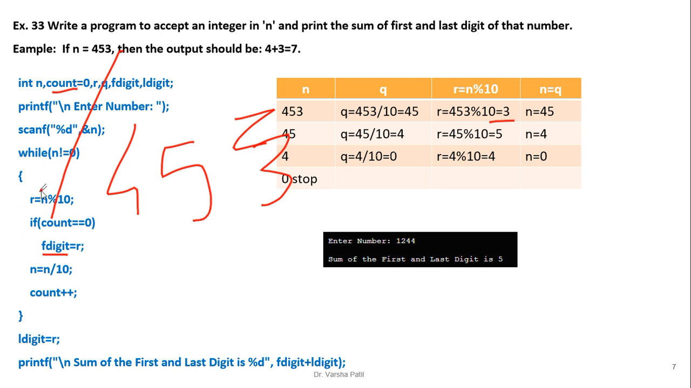Next time count has incremented, so this will execute only when count equal to 0, and this is only for the rightmost digit. When we come out of the loop, at that time n becomes 0 and r becomes 4, because initially in r 3 is there, then 5, and then 4, but after that we come out of the loop, and the value of r remains 4, it is not changed. So when we come out of the loop, we write l digit equal to r and just make the addition of the first digit and the last digit.